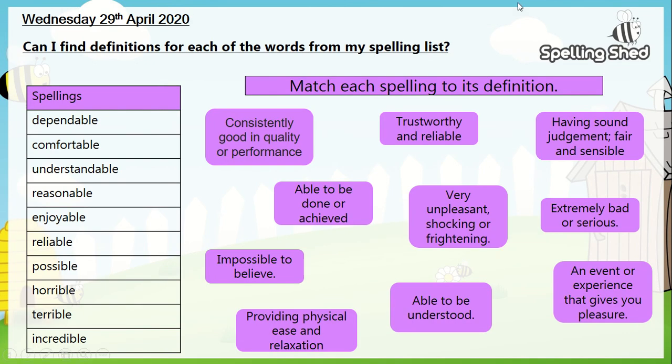Your task for this week. Match each spelling to its definition. So here on the left are your spelling words for this week. What you'll need to do is match each word with the correct definition. Remember to include your date and can I at the top of your page and underline both of those with a ruler. And remember to take a picture of your work and upload it to Class Dojo so we can check your progress and give you some feedback.